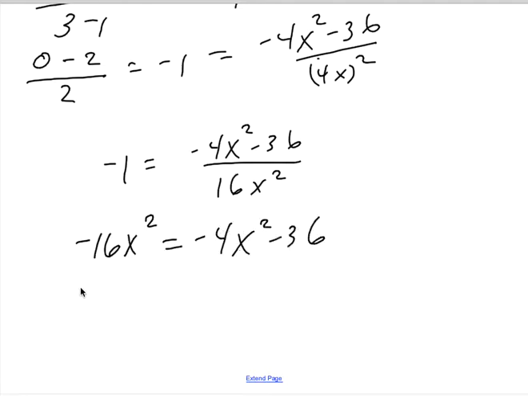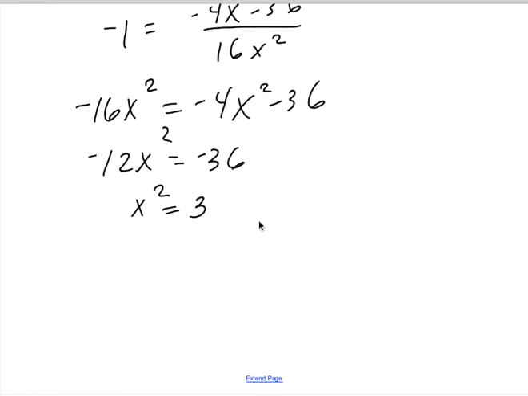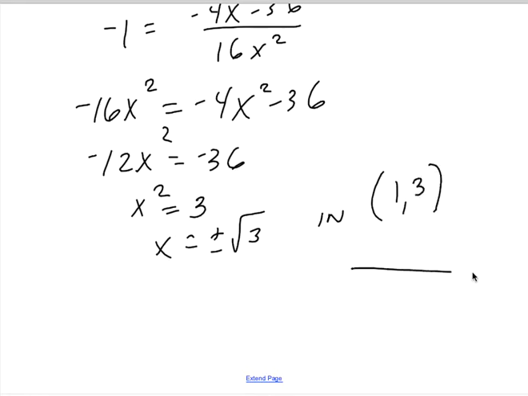I'm going to add this 4x squared over, so I'm going to get negative 12x squared equals negative 36, right? So I'm going to get that x squared equals 3, which means x is plus or minus the square root of 3, but remember that I have to be in the window from 1 to 3. So if you look at this answer, here's 1 and here's 3, right? Square root of 3 is like 1.7-ish.